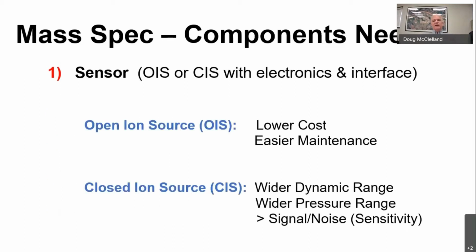The sensor, now Bob's going to go into this in more detail later, but let me just tell you for now that the sensor can be divided into two main categories. It comes in two varieties, an open ion source, OIS, and a closed ion source, CIS. Now the open ion source enjoys a lower cost and a little bit easier maintenance. However, the closed ion source gives you a little bit wider dynamic range of operation, measurement, and a wider operating pressure range, as well as a better signal to noise ratio, so you get better sensitivity.